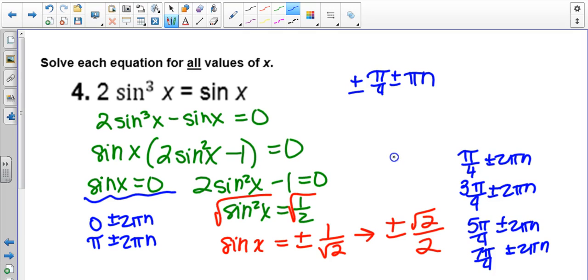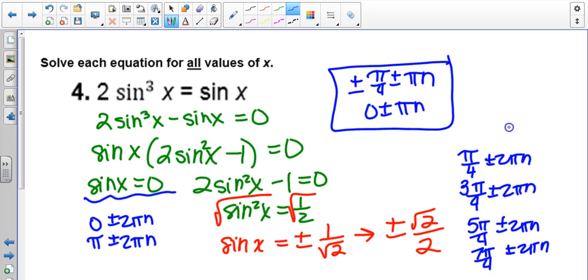Anybody have a better one or another one? This one as well, you could have just said 0 plus or minus pi n. Okay, so that's a shortened way. Actually, if you start at 45, doesn't it add 90 every time? So somebody suggested we could write pi over 4 plus or minus pi over 2n for this one. That would also work. Okay.